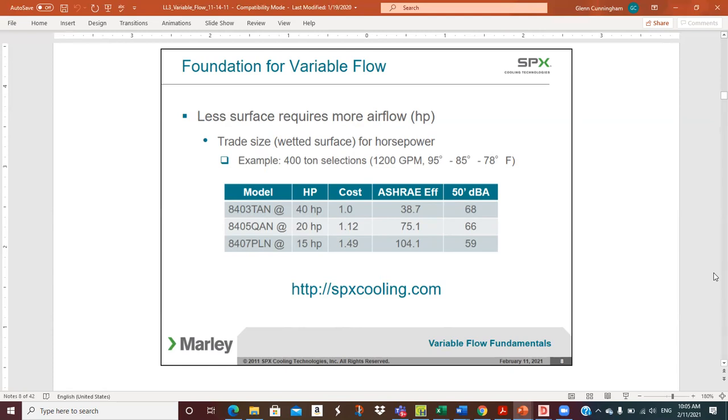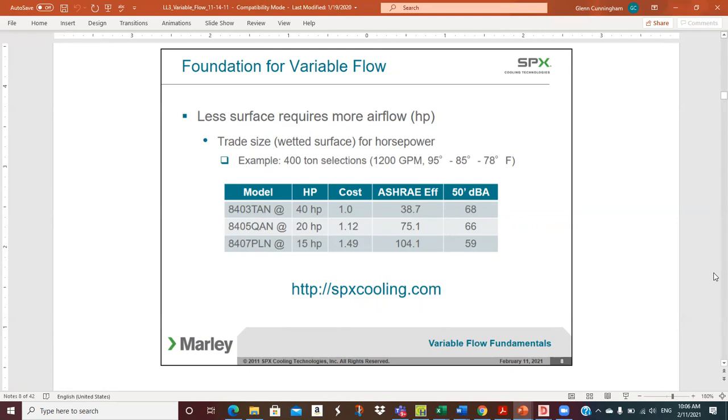But anyway, you see our selections there. They ran 1200 GPM, 95 standard HVAC application in, 85 out, and 78 is the design wet bulb temperature. So you can see the approach is 85 minus 78, so what is that? That's 7 degrees. So this tower is sized for a 7-degree approach and a 10-degree range. Okay, that's kind of the way all that stuff works.